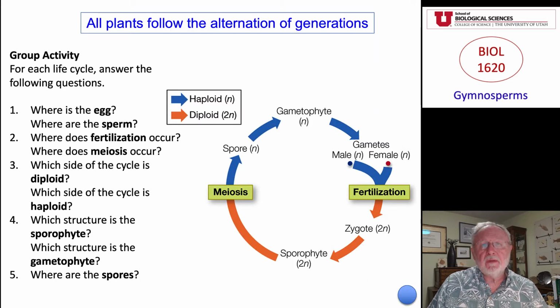As we learned from previous lectures, all plants follow the alternation of generations with a haploid generation and a diploid generation. If this were the class, we would go through the following clicker questions, 1 through 5, to make sure that students understand the gametophytic stage and the sporophytic stage of the alternation of generations in plants.